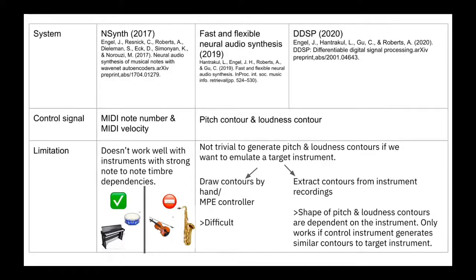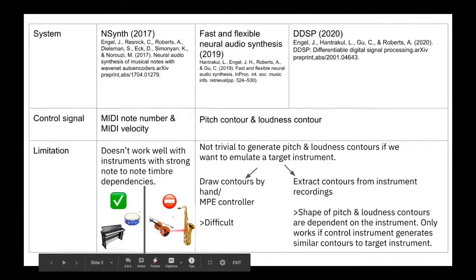However, if the shape of these pitch and loudness contours that we extract is not similar to the shape of the pitch and loudness contours of the target instrument, we will not get a very faithful emulation. So imagine that we take the pitch and loudness contours from a piano. We won't get a faithful saxophone emulation, no matter how good that synthesis model is.